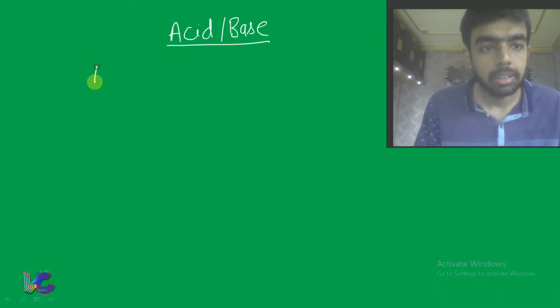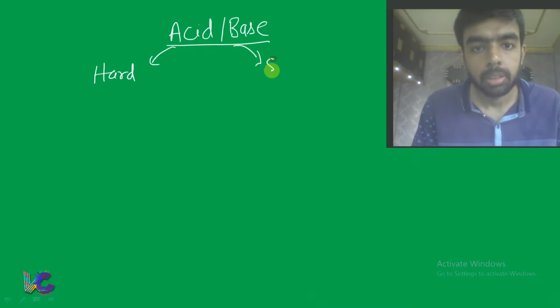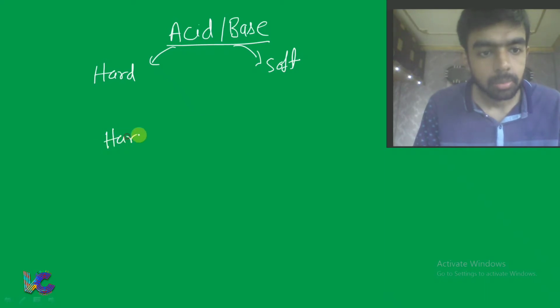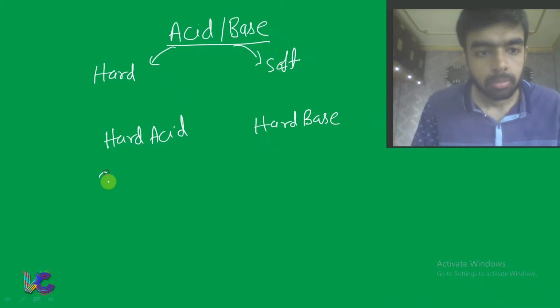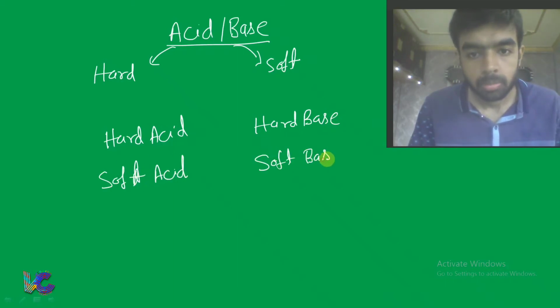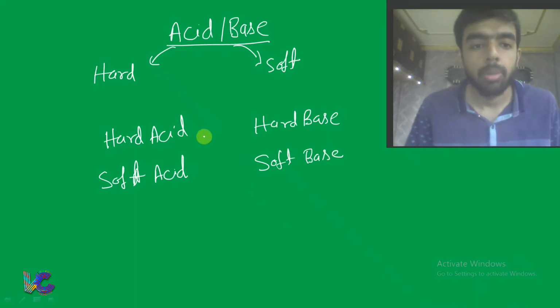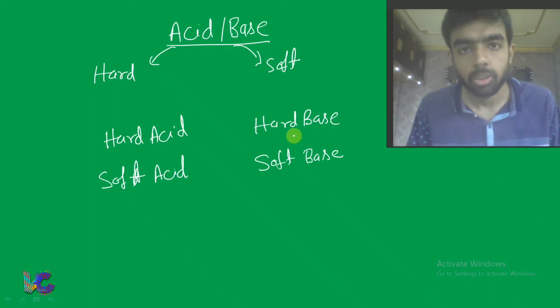One is hard, another one is soft. That means you have these combinations. You can have hard acid, hard base, soft acid and soft base.